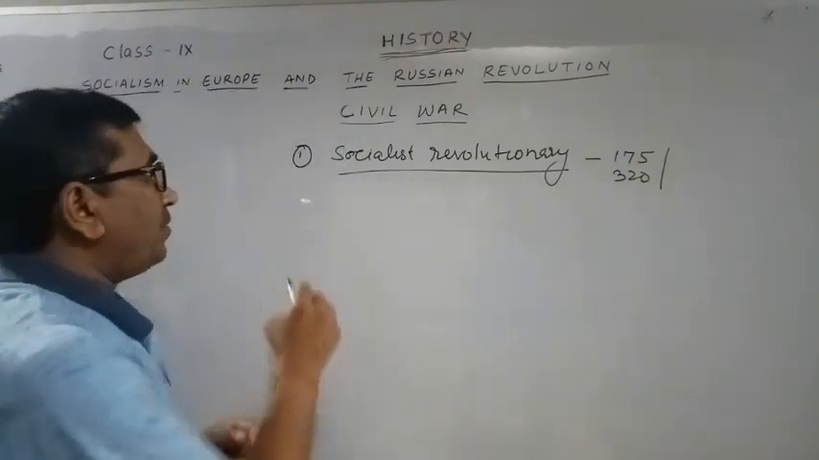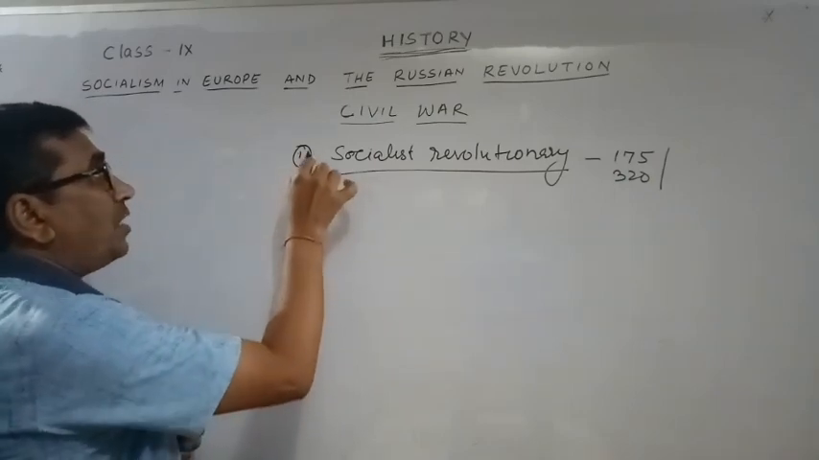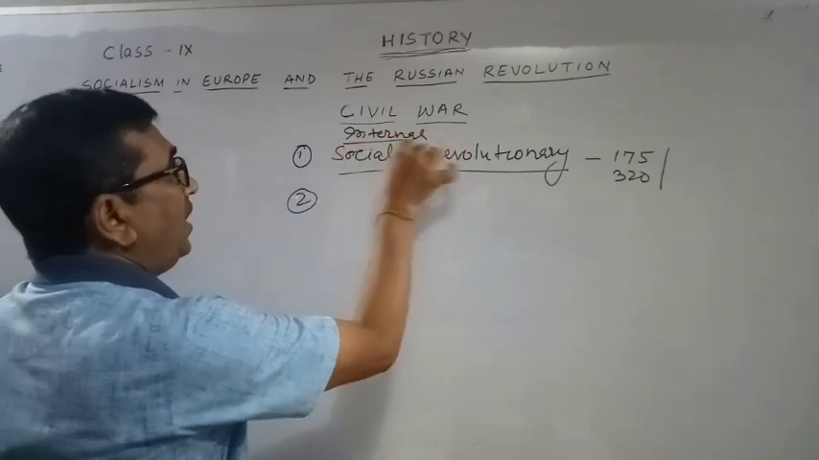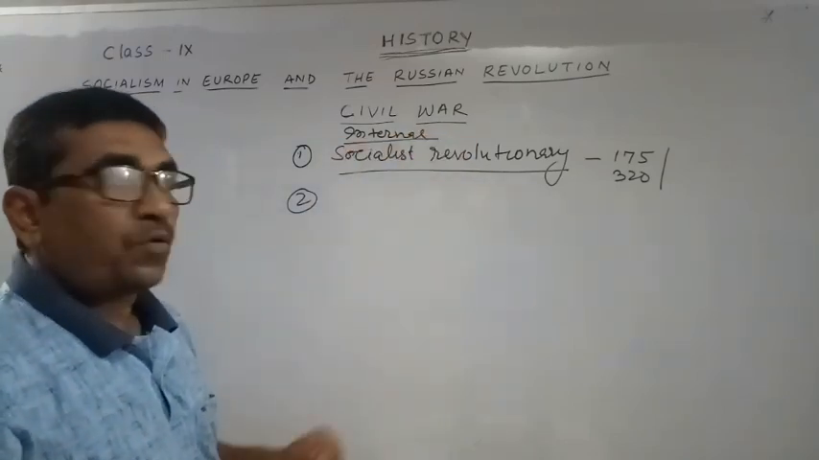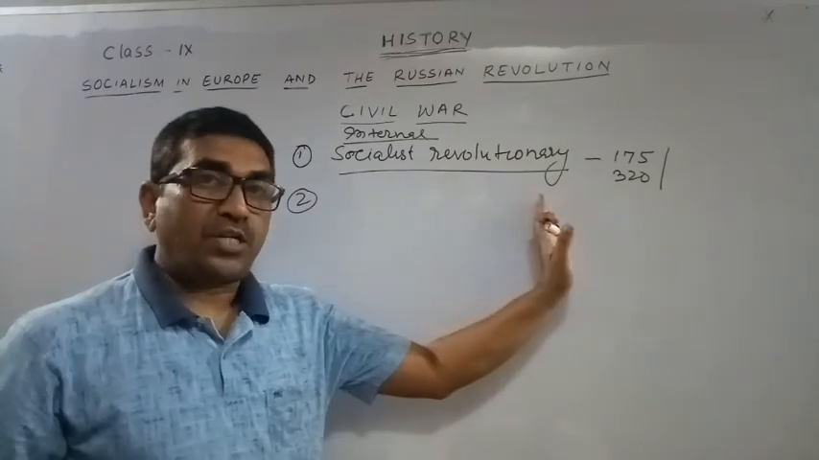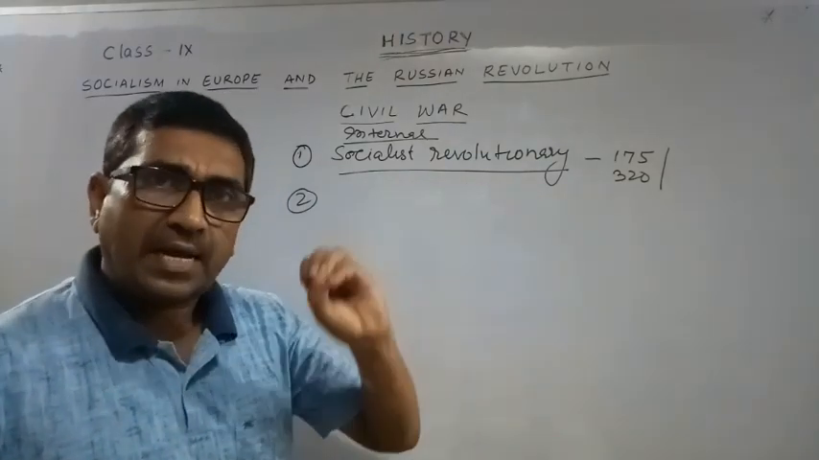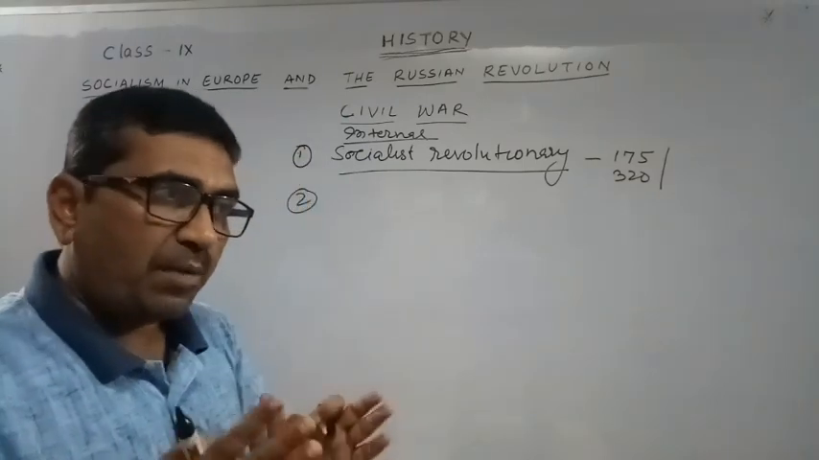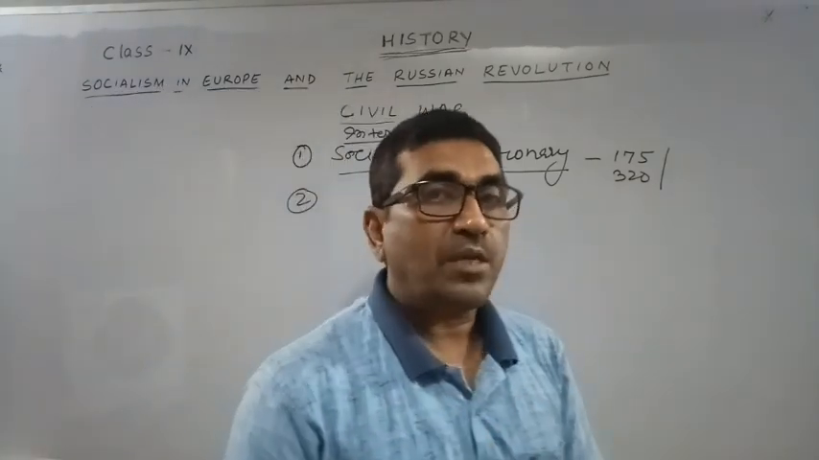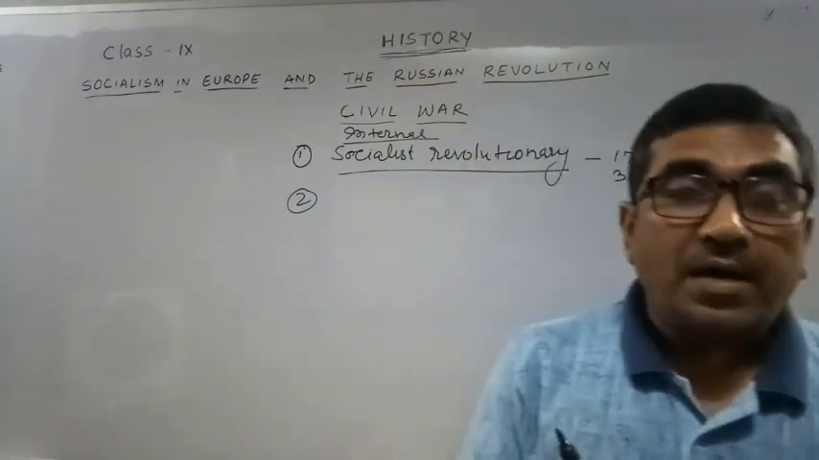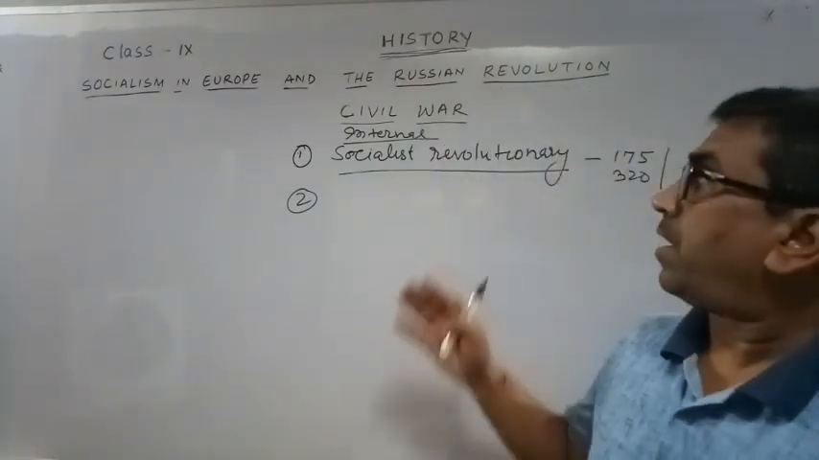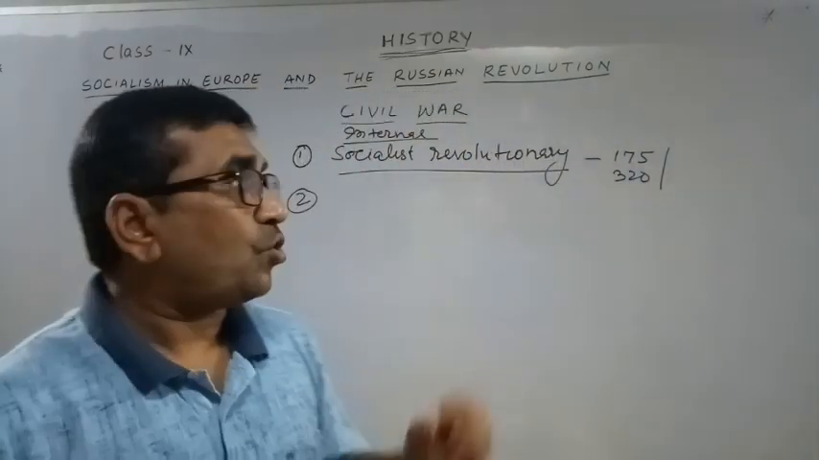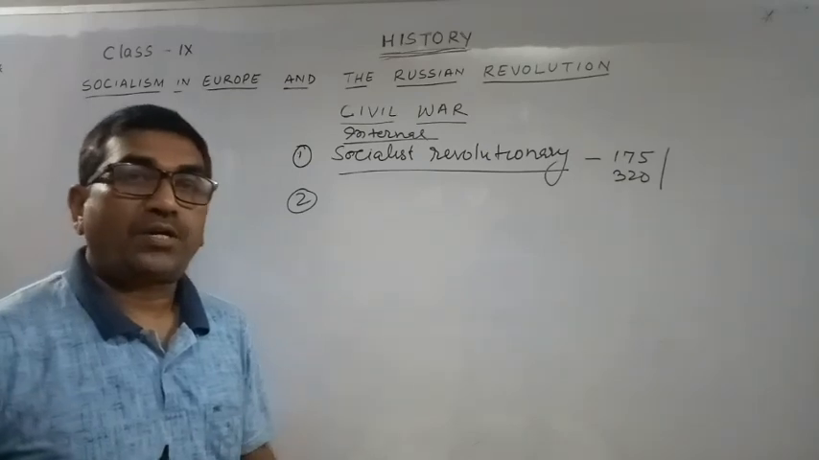Other than this one, second, we are talking about the internal front. First, the socialist revolutionaries were against because Lenin had closed down the assembly. And why so? Because even after doing so much work, the Bolshevik party could not attain the majority. The Bolshevik party managed to get only 175 seats, whereas the Socialist Revolutionaries had 320.